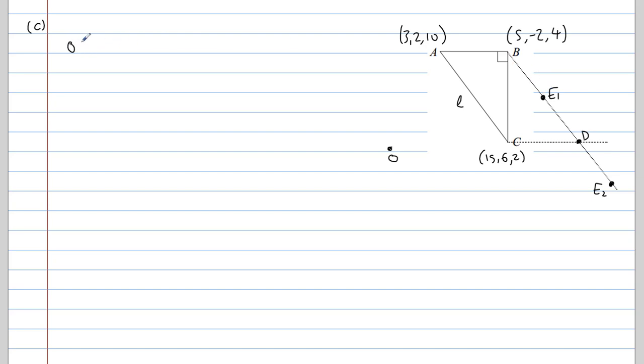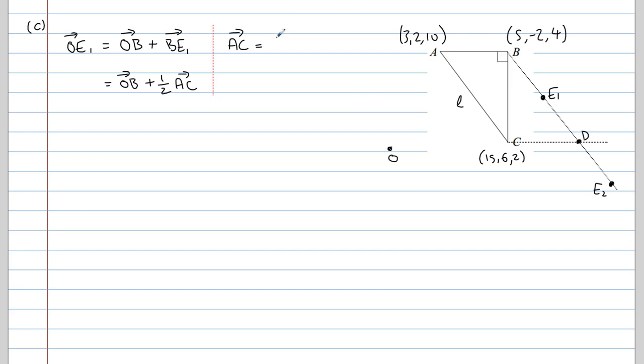So to get from O to E1, we need to go from O to B, just the position vector of B, plus BE1. But because we know BE1 is half of AC, we can write this as OB plus half of AC. So that means in order to answer this question, we first need to figure out the vector AC. To do that, I just need to do OC minus OA. I won't write down the calculation, we'll just do it on the fly.